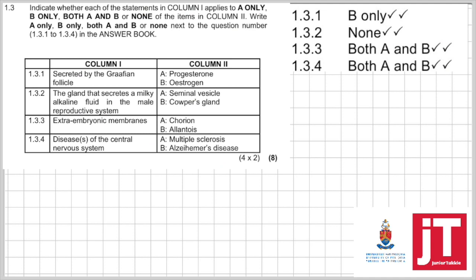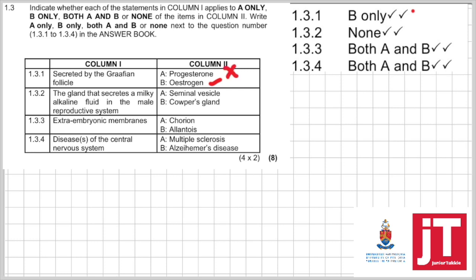Indicate whether each of the statements in column 1 applies to A only, B only, both A and B or none of the items in column 2. Write A only, B only, both A and B or none next to the question number in the answer book. 1.3.1. What is secreted by the Graafian follicle? Now we know the follicles only secrete estrogen. So your answer of course is B only.